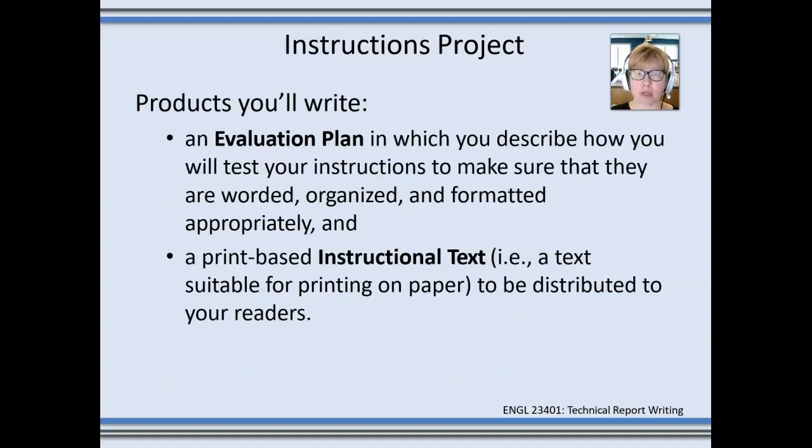So there's one product that you're going to write and one that you're going to create. Both are kind of writing though. The first one is an evaluation plan. So before you actually put together your instructions, you're going to think about how you're going to test them. When you think about your end user before you begin something and you have that end user in mind, it changes how you write things from the beginning. The other thing is that you're going to create what would be a print-based instructional text. This is one that would be suitable for printing, but obviously you're going to be submitting it online as a PDF most likely.